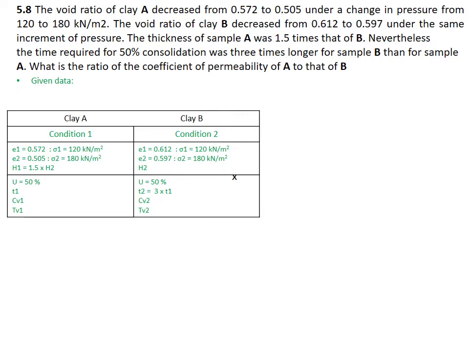Next data they have given is the degree of consolidation, which is same for both. So U is 50%. The time is given like B takes 3 times more time than A. So we'll call A as T1. So therefore the B will be 3 times T1.